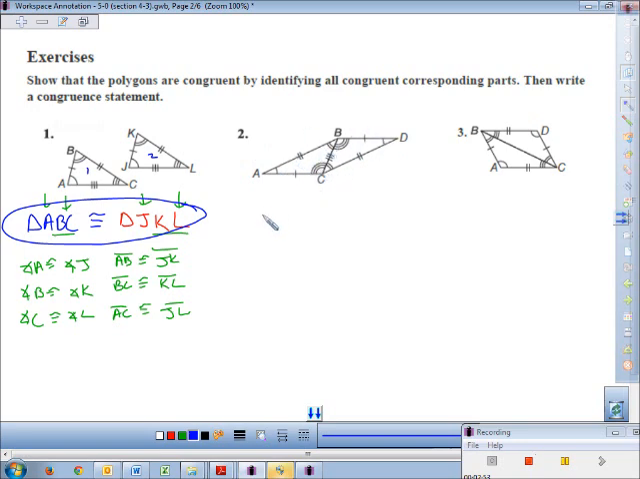So let's call the first triangle whatever we want. How about calling it triangle ABC? And now we have to write the second triangle's name in corresponding order. A had 1 arc mark, it goes with D, which had 1 arc mark. B in the blue triangle had 2 arc marks. It should go with point C in this triangle over here, which had 2 arc marks.